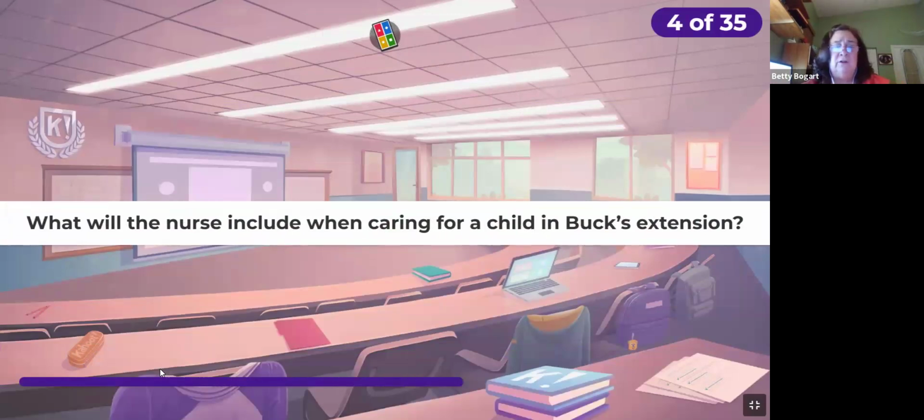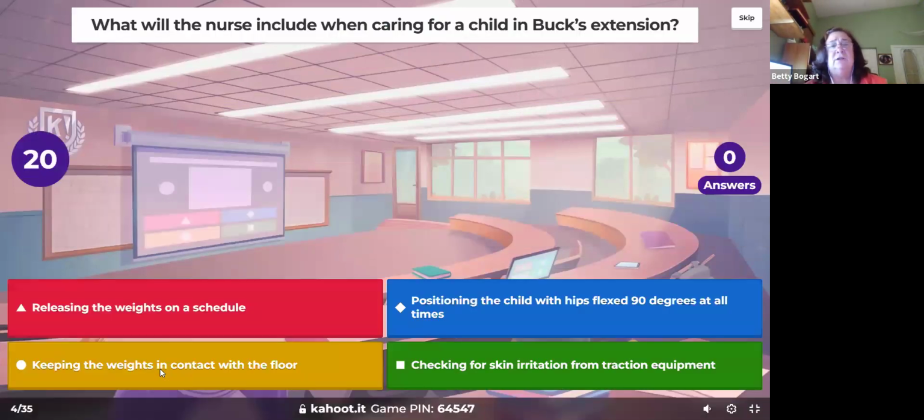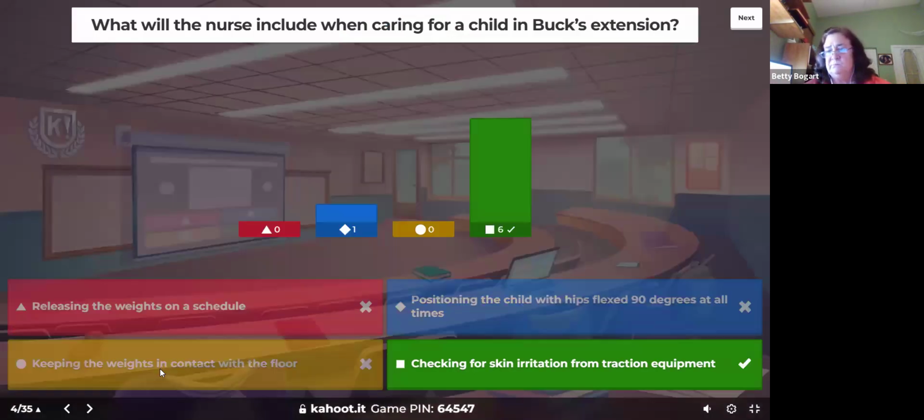What will the nurse include when caring for a child in Buck's traction? What do you need to do for this kid? Remember, Buck's traction, Buck's extension, that's keeping that femur straight, right? What's our concern? It's always checking for that skin irritation. Because remember, you've got this boot on, and it can cause some irritation. Plus, it's there on the bed and it could be creating some sort of sore in the back of it.